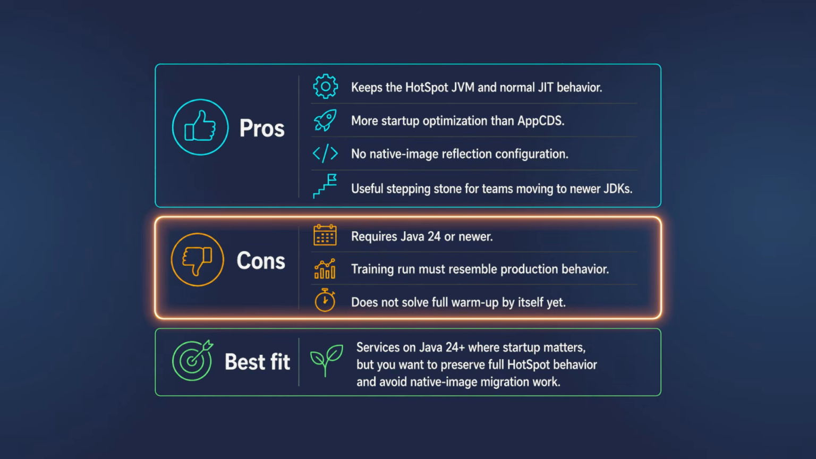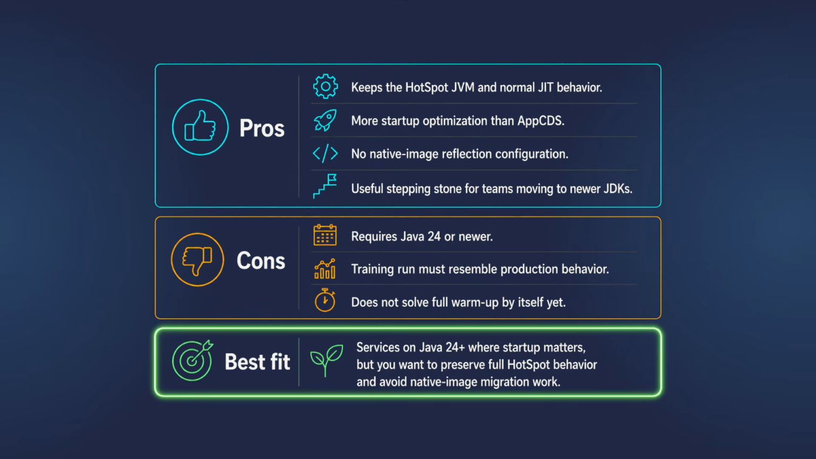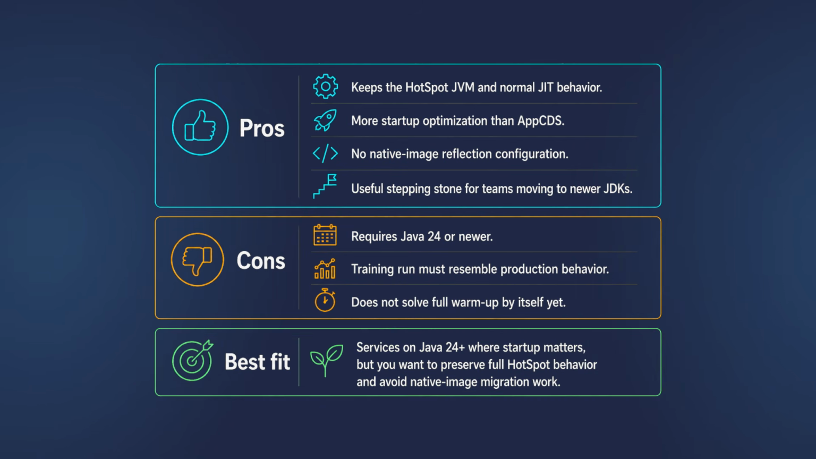But this feature requires JDK 24 or newer. Right now, it does not influence the warm-up stage, and the training run must resemble the production behavior, because otherwise the cache will not be that useful. So it's a good fit for services on Java 24 or newer, where you want to preserve the HotSpot JVM and JIT behavior, and you want to reduce the startup, but don't want to deal with GraalVM Native Image. And speaking of GraalVM Native Image, that's the next solution we are going to look into.